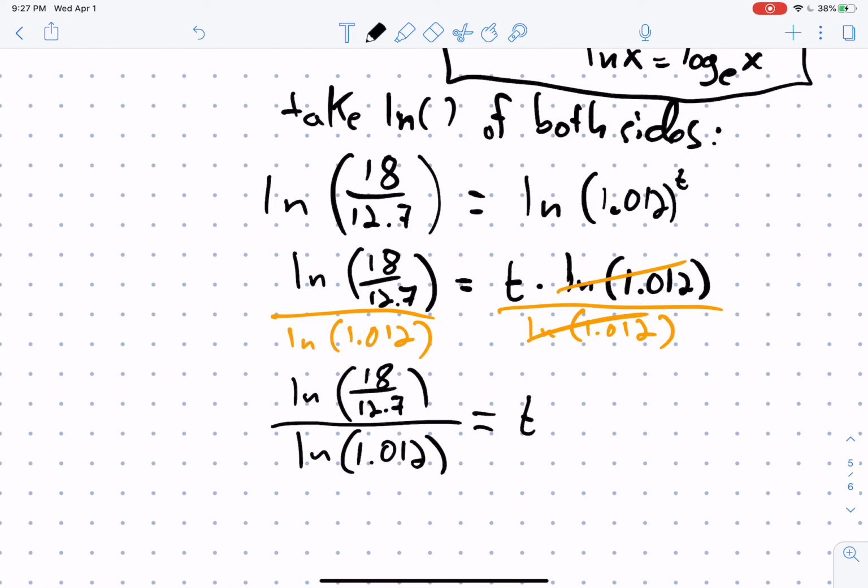This will give us the time t, and remember the time is number of years since the year 2000. So we're going to see, to reach 18 million, I'm going to guess it's going to take about 25 years to reach 18 million, but that's just a guess. Let's see. Natural log of 18 over 12.7 divided by natural log of 1.012. Let's see if we can plug this into Desmos.